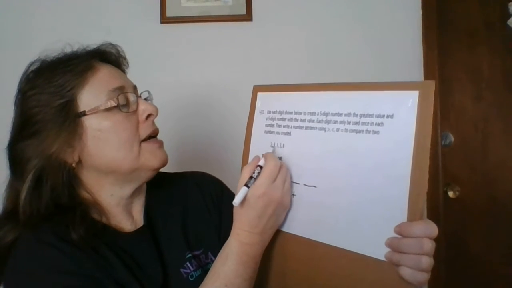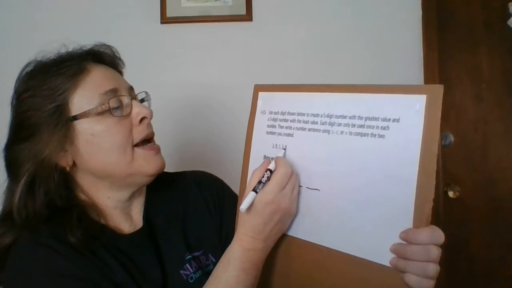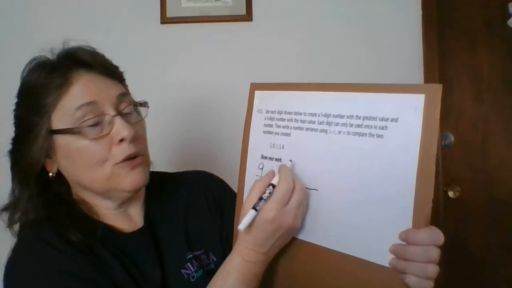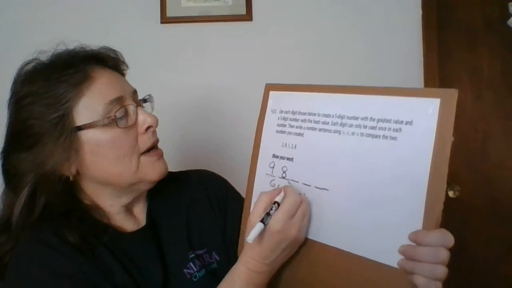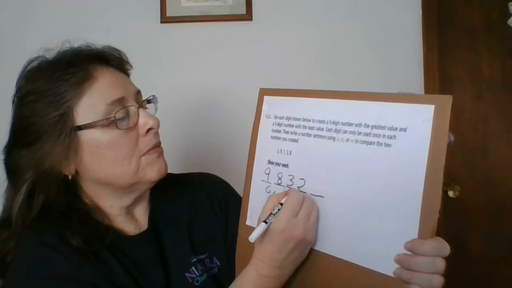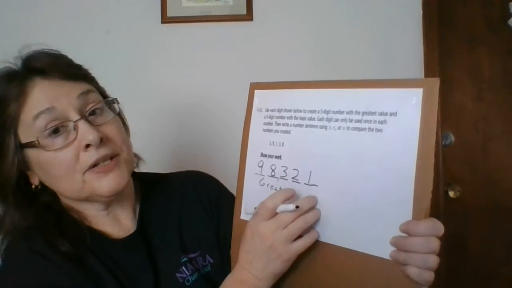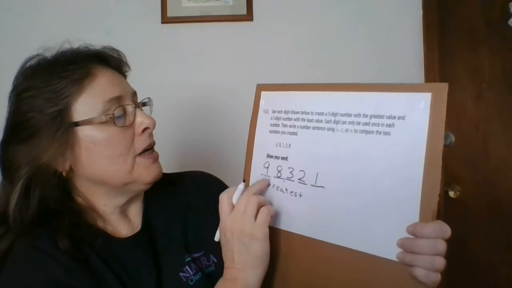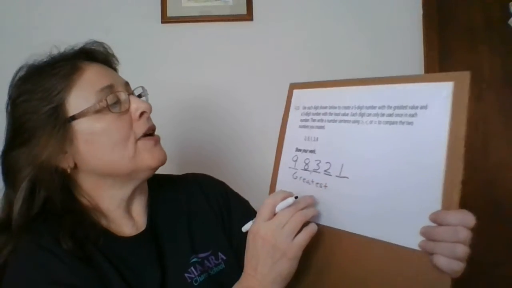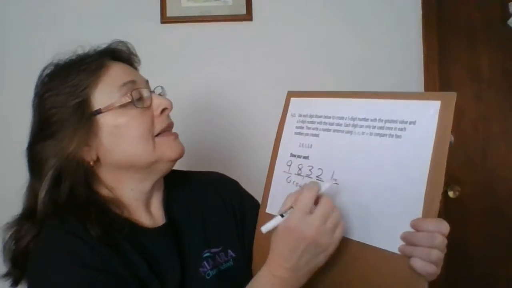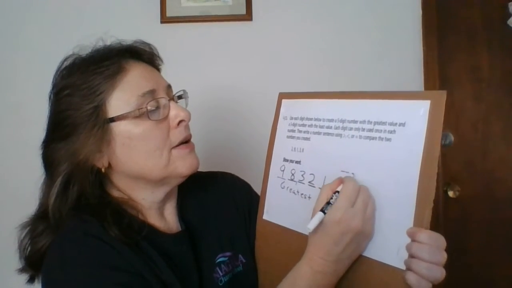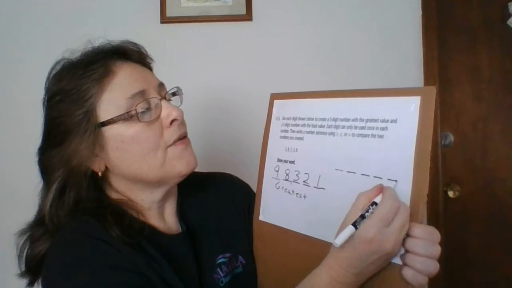So the highest number here, 29138, the biggest number is 9. The next largest value number is 8. Then the next would be 3, then 2, and then 1. So the greatest number that I can create using these digits is 98,321. They also want me to create the least value.